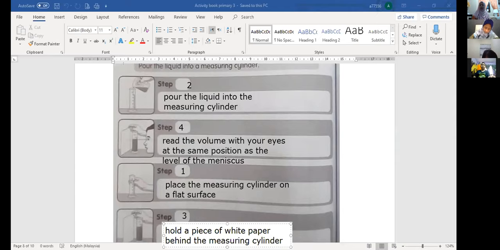Okay, this is the step how you want to read the measuring cylinder. Yang pertama, okay, step number one, you have to place the measuring cylinder on a flat surface. Number two, you will pour the liquid into the measuring cylinder. Number three, hold a piece of white paper behind the measuring cylinder. And lastly, you have to read the volume with your eyes at the level of meniscus. Okay, write the answer.